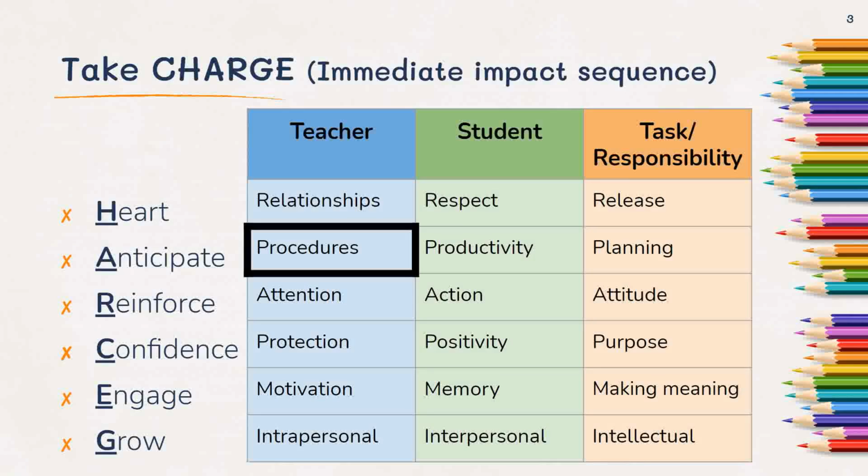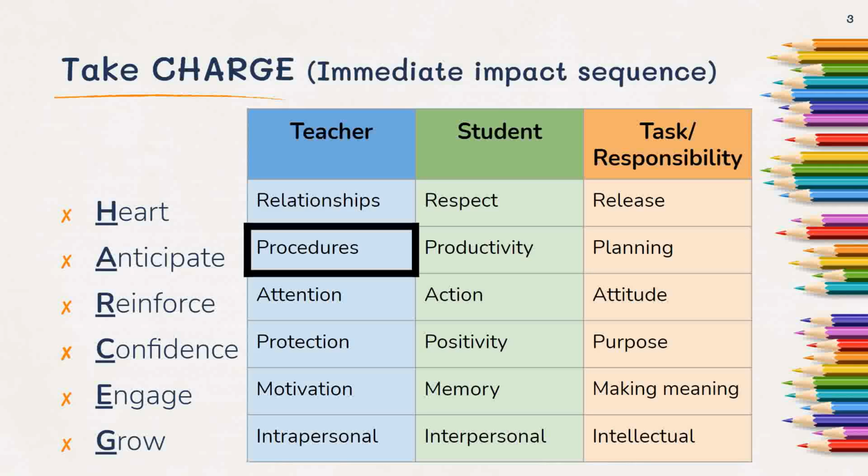Now, where are we in the large picture? Remember, in our Take Charge model, we are using the immediate impact sequence. So we just looked at relationships. Now we're looking at procedures from the lens of a teacher. So what can the teacher do? What are some teacher actions that can be taken in order to buckle down on procedures and make sure that we can anticipate problems and head them off before they come to fruition?